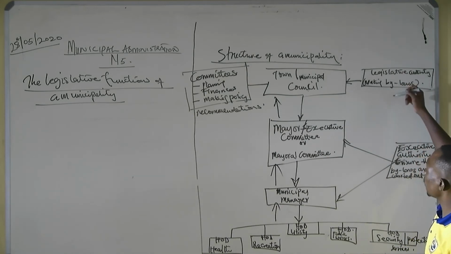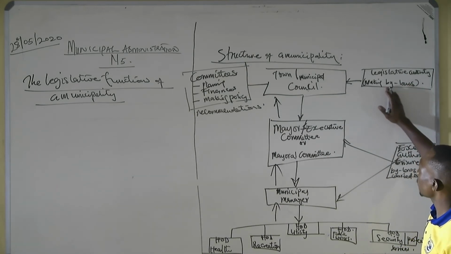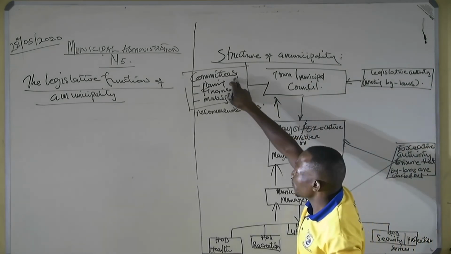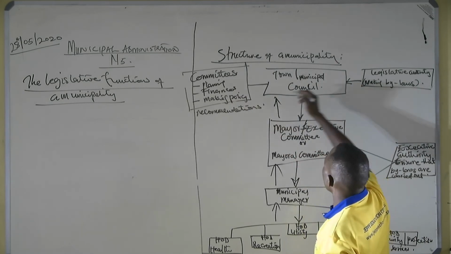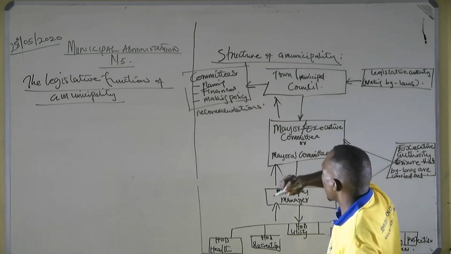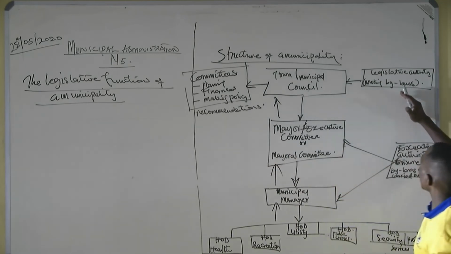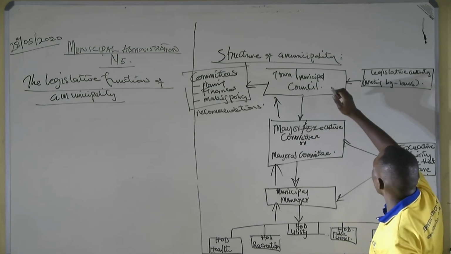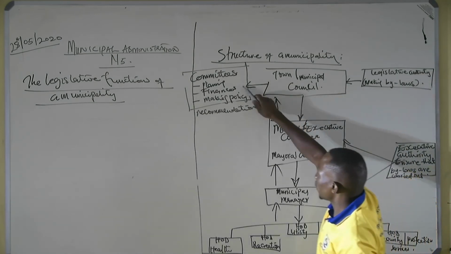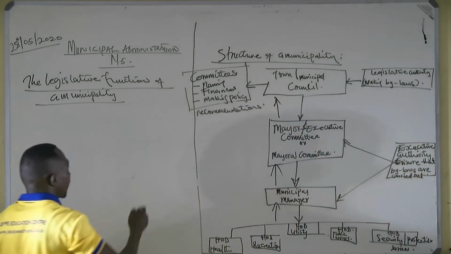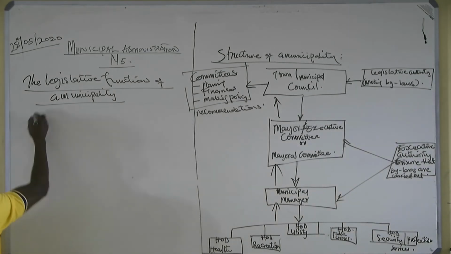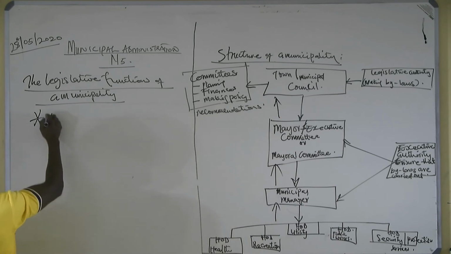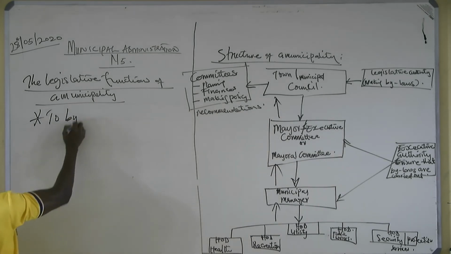However, the legislative function of a municipality is the responsibility of the town council and also the municipal committees, because they are all answerable to the municipal council. It is very crucial to note this. So it is the responsibility of both the municipal council and the municipal committees to make sure that they perform the following roles.